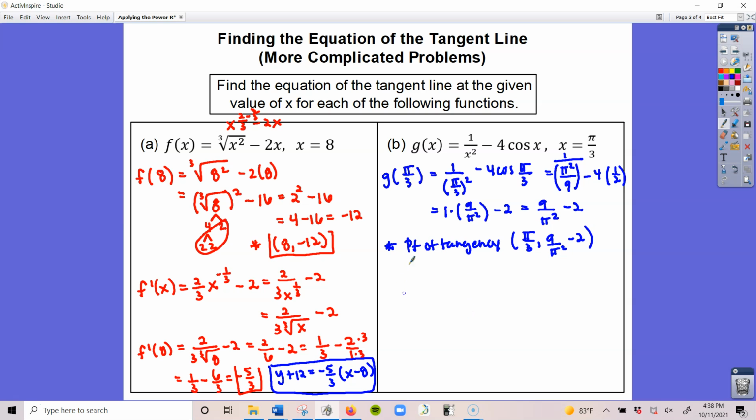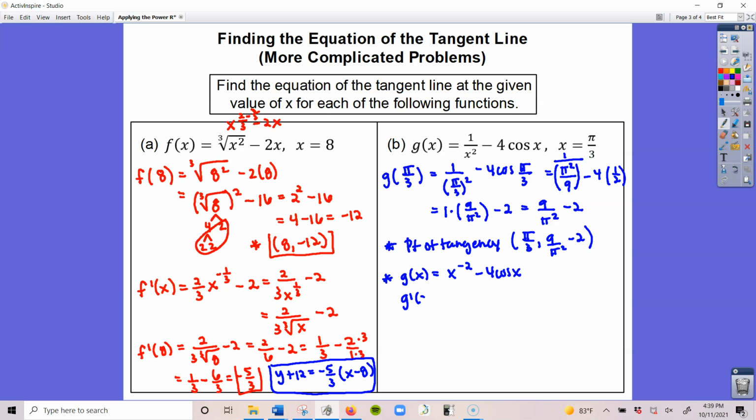Now let's get our derivative. Before I can take that derivative, we need to rewrite this so that we don't have any fractions. So g of x is equal to, now this 1 over x squared, I can bring the x squared up, and this would be x to the negative 2 minus 4 cosine x. Now I can take that derivative.